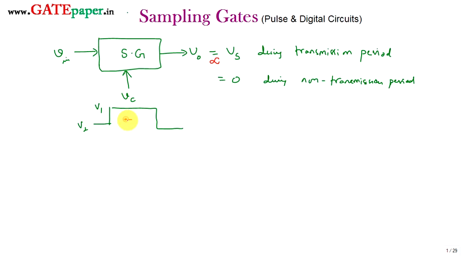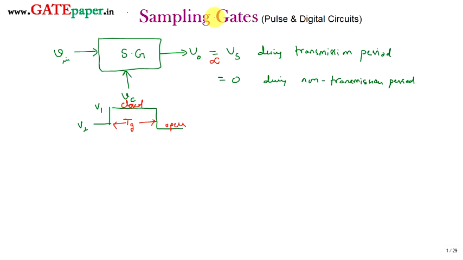So this is Tg, the gate width, or the width of the transmission period. Let us assume that at V1 the sampling gate is closed and at V2 the sampling gate is open, so that during this period the output is equal to the input. So we call it the transmission period, and indicate it with Tg.